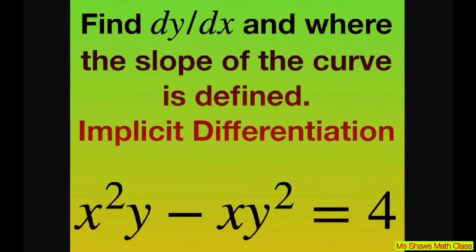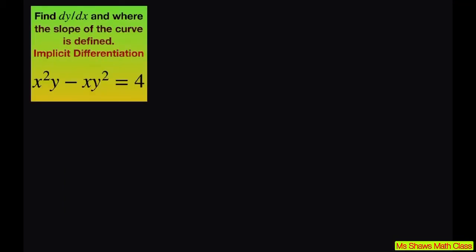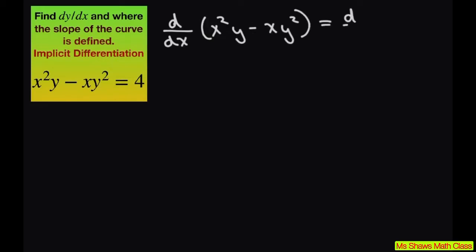Everyone, we're going to find the derivative of y with respect to x and also then find where the slope of the curve is defined. So let's go ahead and differentiate both sides of the equation. On the left hand side we have x squared y minus xy squared. On the right hand side we have 4.